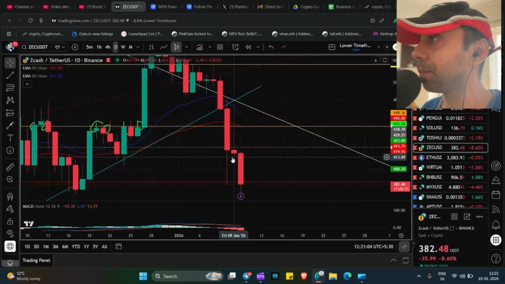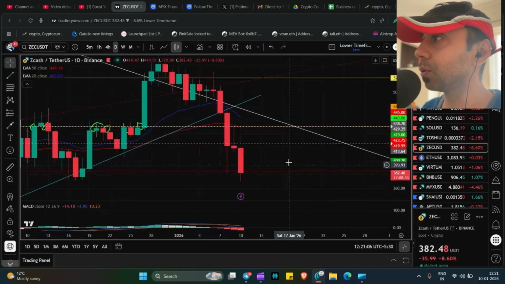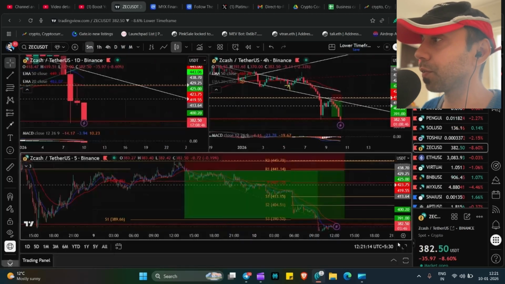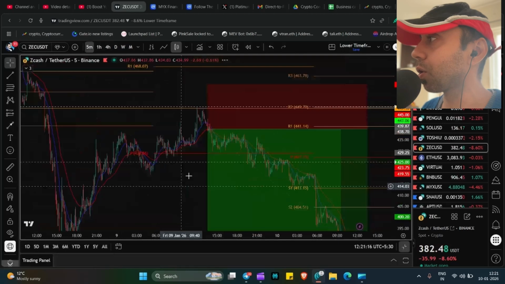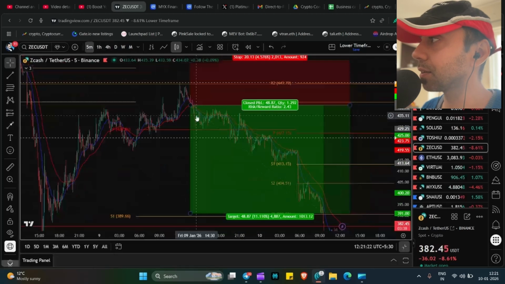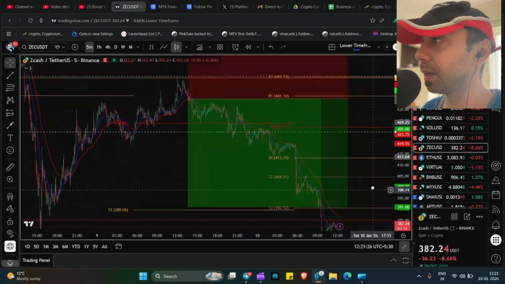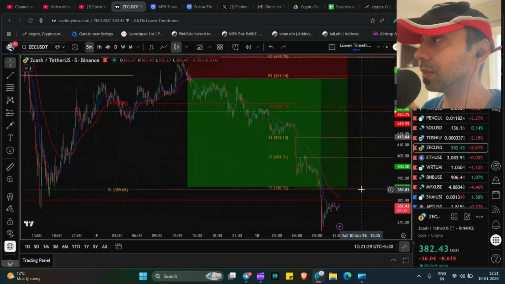The token after a dump again tried to retrace back to this level. So I shorted it at the $450 zone. And you can see here on the lower time frame, which is the 5 minute chart, I placed a short trade here, and then it started moving, and it always moved in my direction, though quite slow. And then you can see here directly this morning it hit my short term target, which is like $390 right over here, then going down.